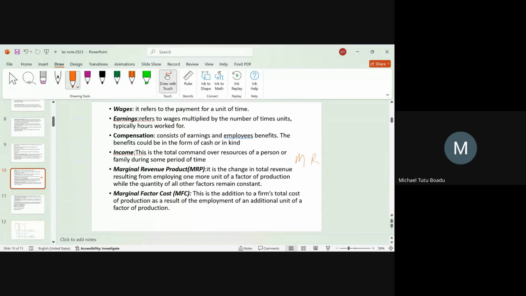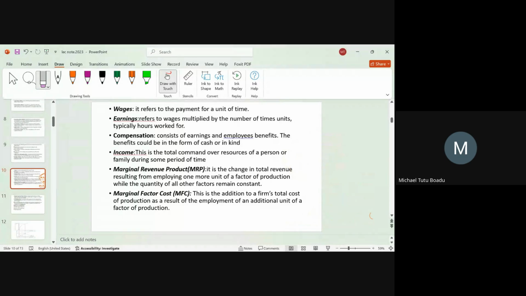Marginal revenue product will increase. Once it is increasing, it means your marginal factor cost must also increase. But for you to determine your profit, it depends on which of the increases exceeds the other. If the marginal revenue product increase is greater than the marginal factor cost increase, then we'll say that you are going to make profit. They'll both increase, but you have to ensure that the revenue side is increasing more than the cost side.